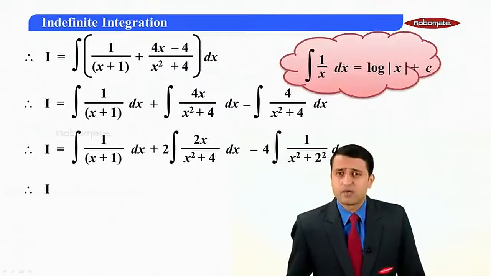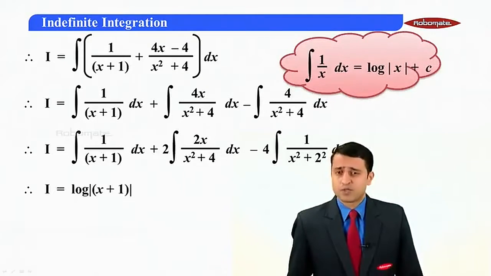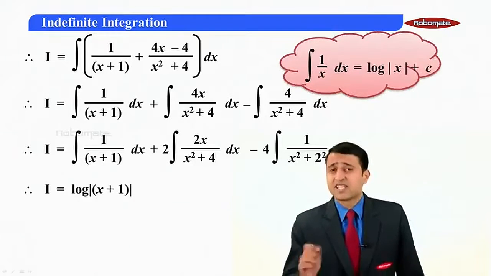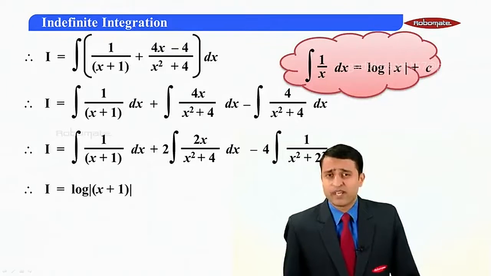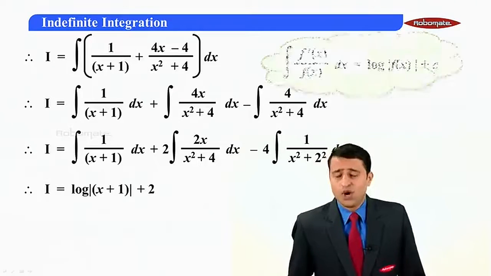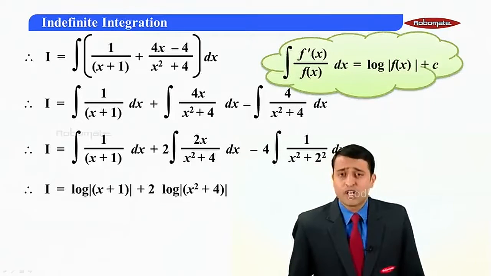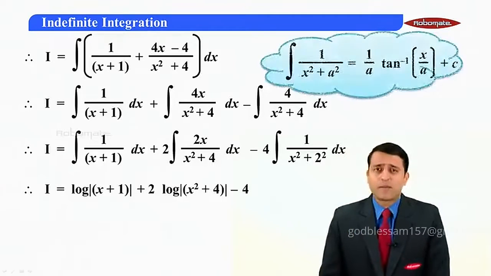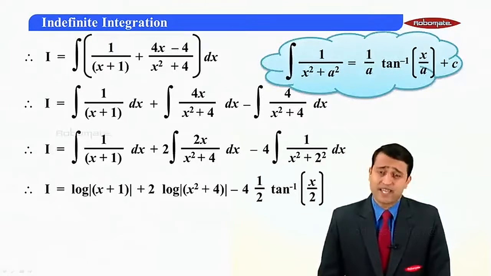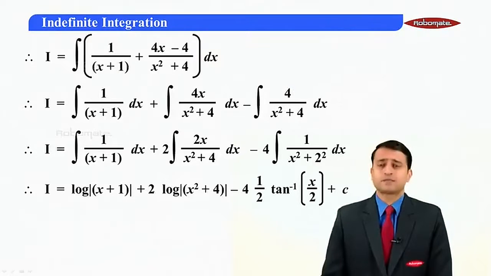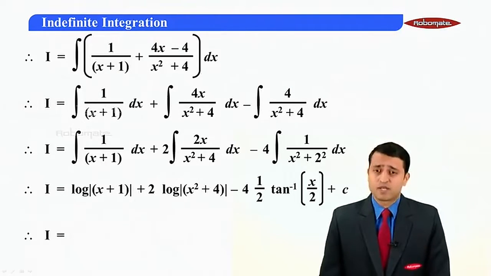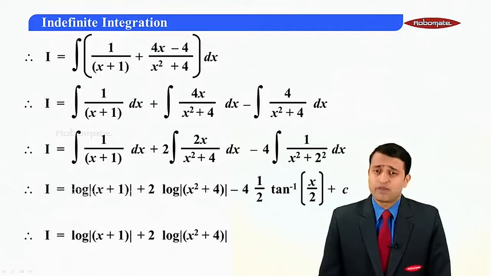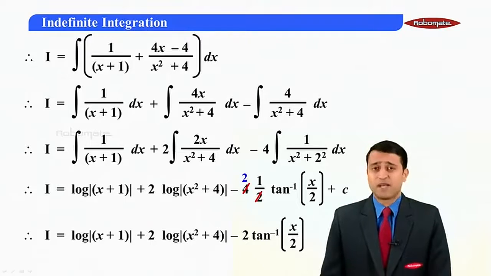So, let us write further. It is equal to what? Log mod of x plus 1 plus, now this integral here, second integral, is of the form f dash x upon f of x. So, plus 2 log mod of x square plus 4 minus 4 into 1 by 2 tan inverse of x by 2 plus c. There is some simplification possible. Log mod of x plus 1 plus 2 times log mod of x square plus 4 minus 2 times tan inverse of x by 2 plus c.